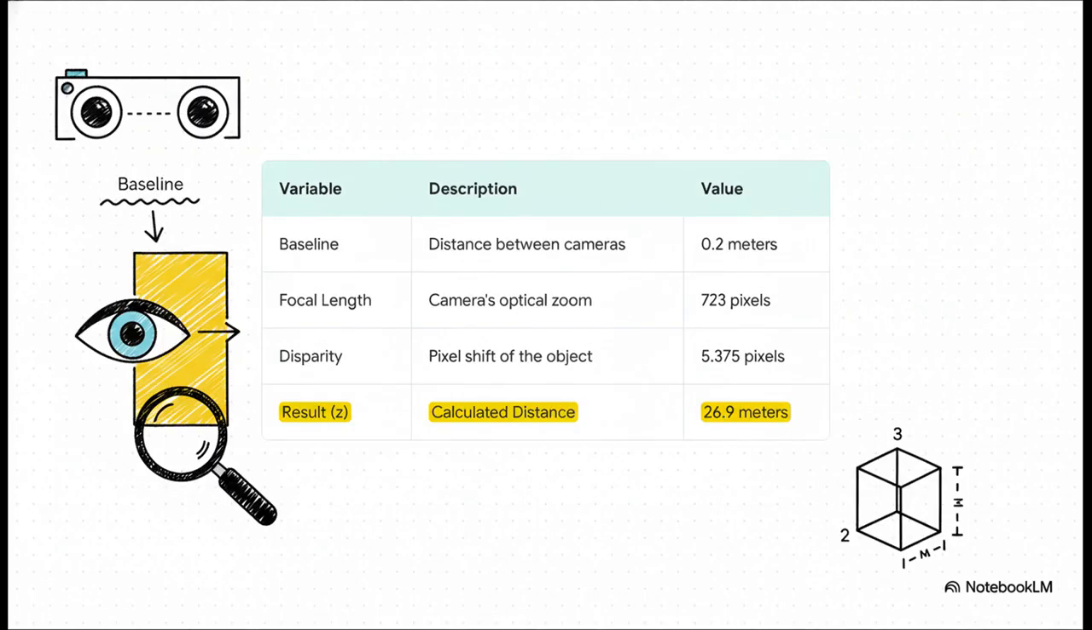Okay, so we know the distance between our two cameras, that's the baseline, is 0.2 meters. We also know the camera's focal length. The disparity map we just made tells us a specific pixel on that building shifted by about 5.375 pixels. You plug those numbers into the formula and boom, the computer calculates that the object is 26.9 meters away.